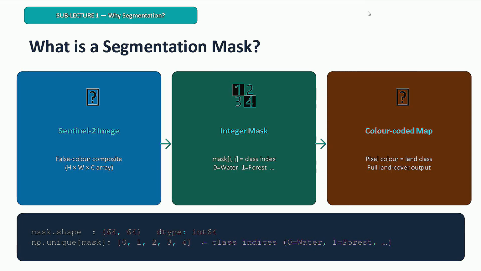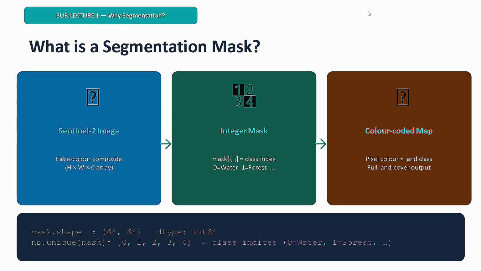So what does the output actually look like? It is called a segmentation mask, and it is simpler than it sounds. It is just a 2D array, same height and width as your input. Each cell holds a number, an integer. 0 means water, 1 means forest, 2 means urban, and so on. When you color code that array, you get a land cover map. That is it.